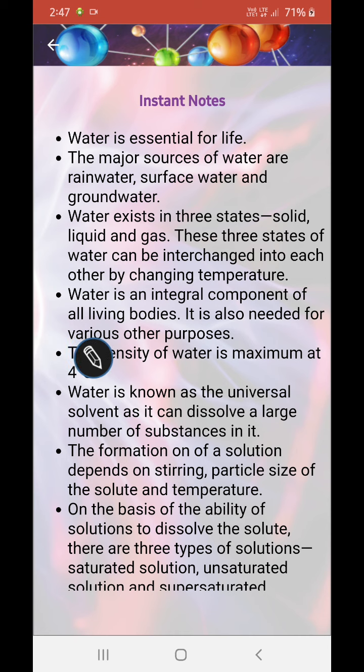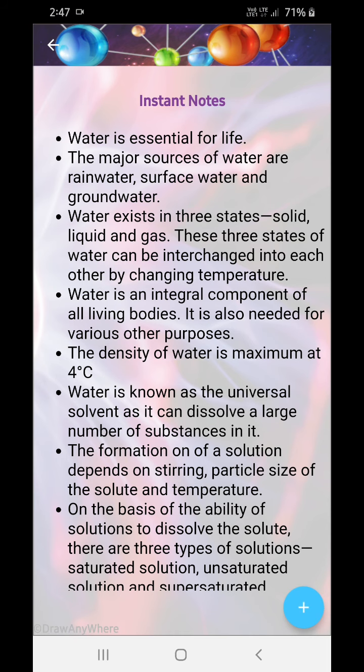Now, water is essential for life. You all know that. The major sources of water can be divided into three types: surface water, groundwater, and so on. I told you about this. Water exists in three states. You have learnt in yesterday's video: solids, liquids, and gases.